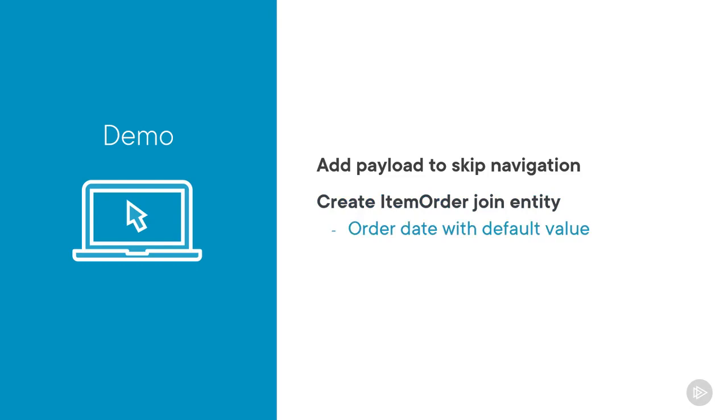First, we'll add an order date property, which will give a default value. As mentioned, this is often how such payloads are used. And secondly, we'll add a quantity property to track how many items are contained within an order.